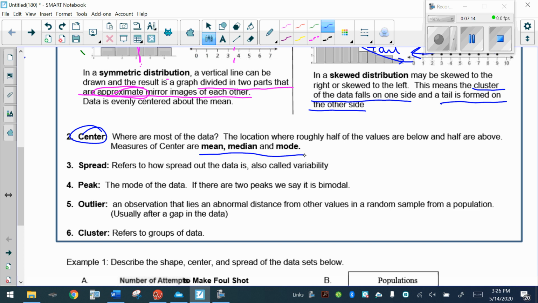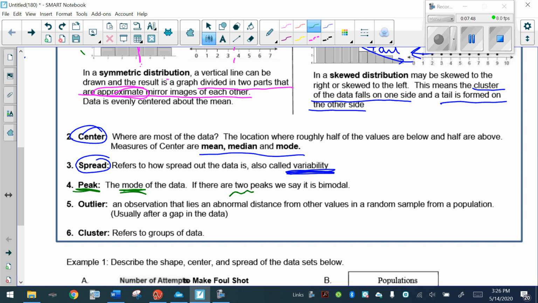The spread refers to how spread out the data is. And another word we use for spread is variability. So if the range is really big or the standard deviation is really big, then we say the data has a lot of variability or a large variability. The peak is pretty self-explanatory. That's going to be where the majority of the data falls. So it's also going to represent the mode.